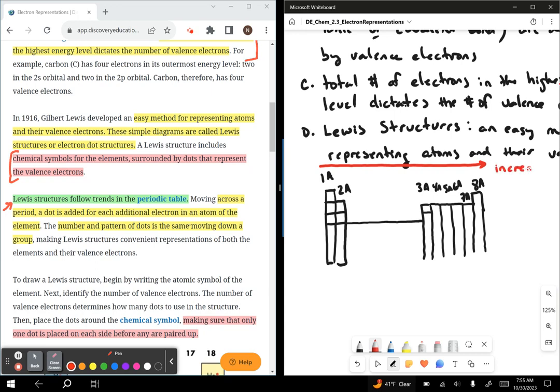And so as you go to the right, you increase by one electron. Okay, we're talking about for the valence. And as you go down these groups, the valence stays the same. Valence number remains the same.